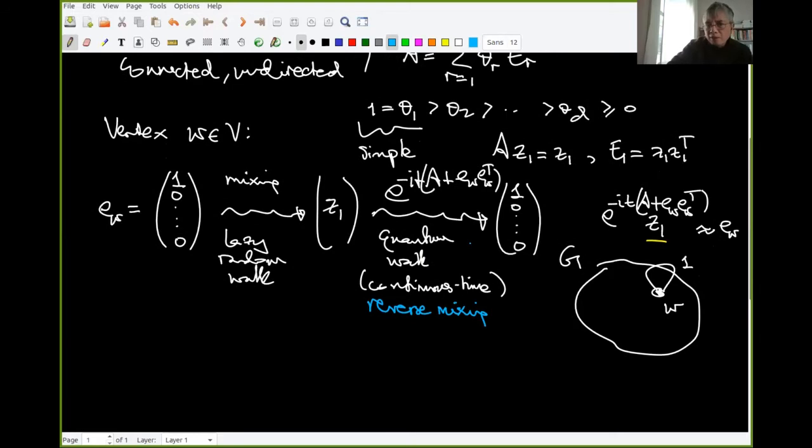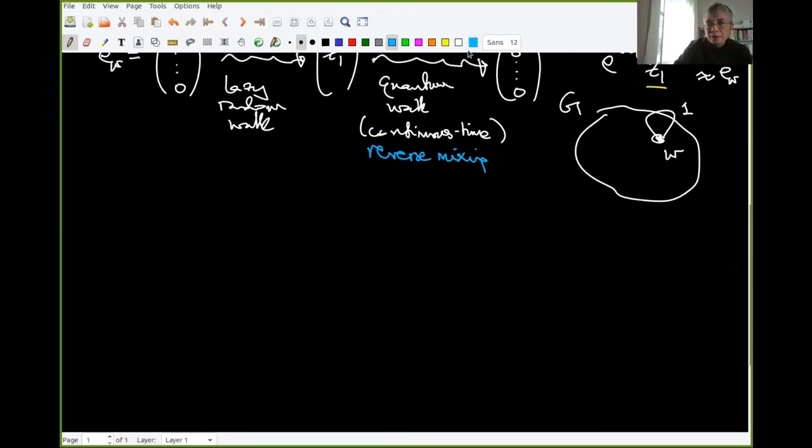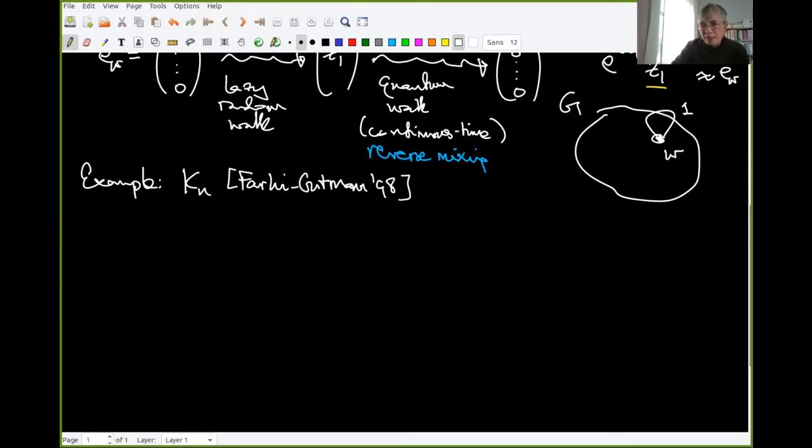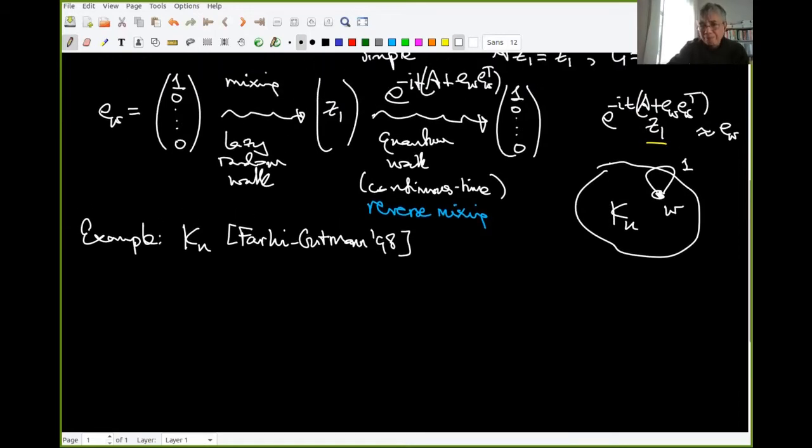So let's do an example. The canonical example for state transfer is K2. So let's actually pick here Kn. And this is a case analyzed by Farhi and Gutmann in '98. So what we're doing here is, what if you have a complete graph here, and we add a self loop, weight 1 to one of the vertices? Can we actually move from the all one vector, which is the principal eigenvector of the complete graph, to this unit vector here?